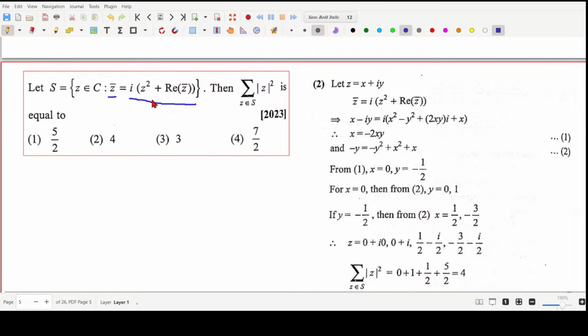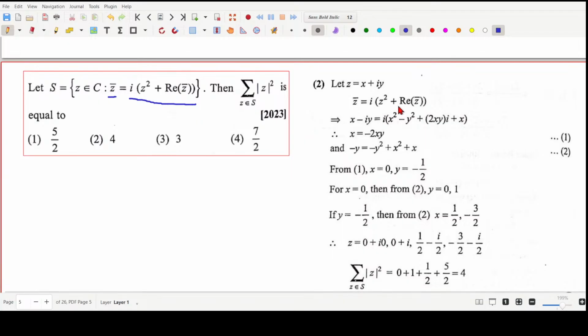Now this equals this, two complex numbers, one equals another. What does that mean? Real equals real, imaginary equals imaginary. This is in terms of x and y, this is also in terms of x and y. We'll equate real equals real, imaginary equals imaginary, and you will get two equations and solve what is x, what is y. Understood?